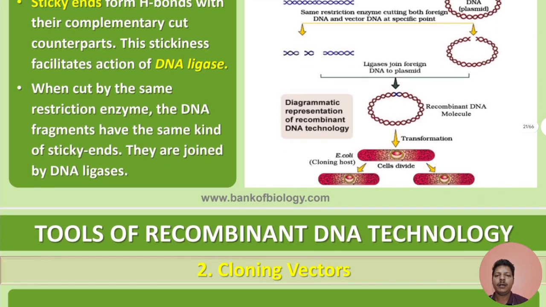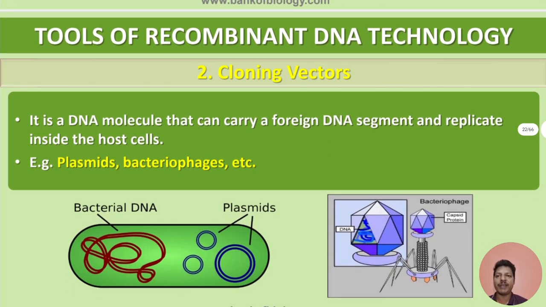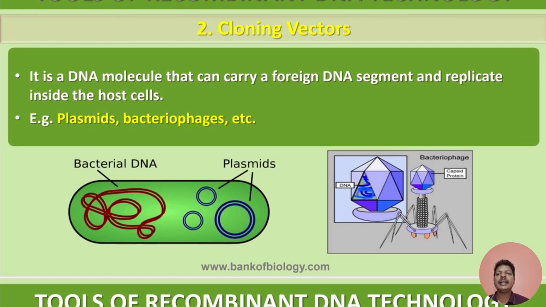Okay. Next, second is cloning vector. It is a DNA molecule that can carry a foreign DNA segment and replicate inside the host cell. Example: plasmids, bacteriophage, etc. Cloning vector means, for example, we already know what vectors are. Like for malaria, the female Anopheles mosquito is a vector. So here also it is a DNA molecule that can carry a foreign DNA segment and replicate inside the host cell. Example: plasmids, bacteriophages.